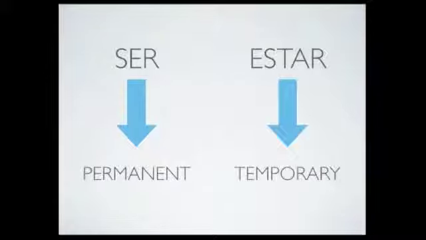Generally, we can say that ser is like a permanent state, and estar, on the other hand, is something temporary. But we're going to see some examples. For example, ser, we use it when we talk about something permanent. For example, yo soy Daniel y soy chileno. That's not going to change, or it's not supposed to change.